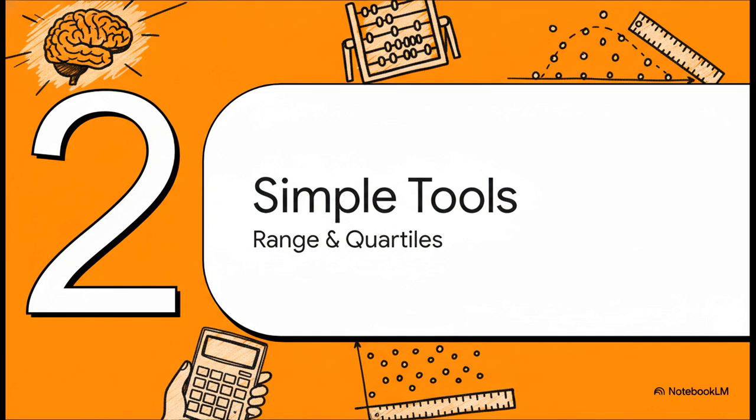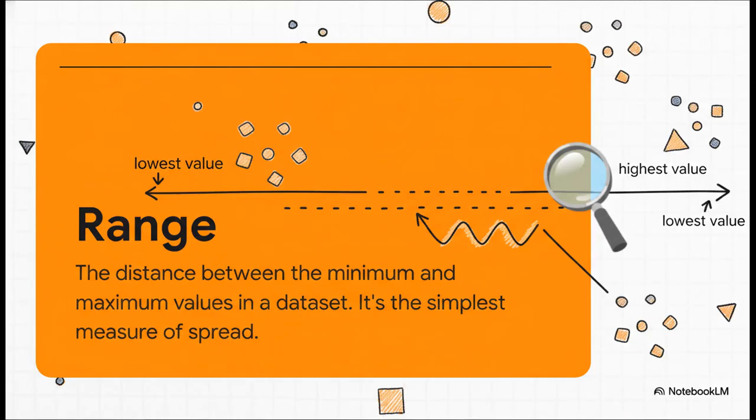All right, let's start with the simplest tools in the box. These are the ones that are super intuitive, the ones you can practically figure out just by glancing at the numbers. First up, we have the range. And yeah, it's pretty much exactly what it sounds like. It's just the distance between the very lowest value and the very highest value. In one quick calculation, it tells you the total end-to-end spread of your data.